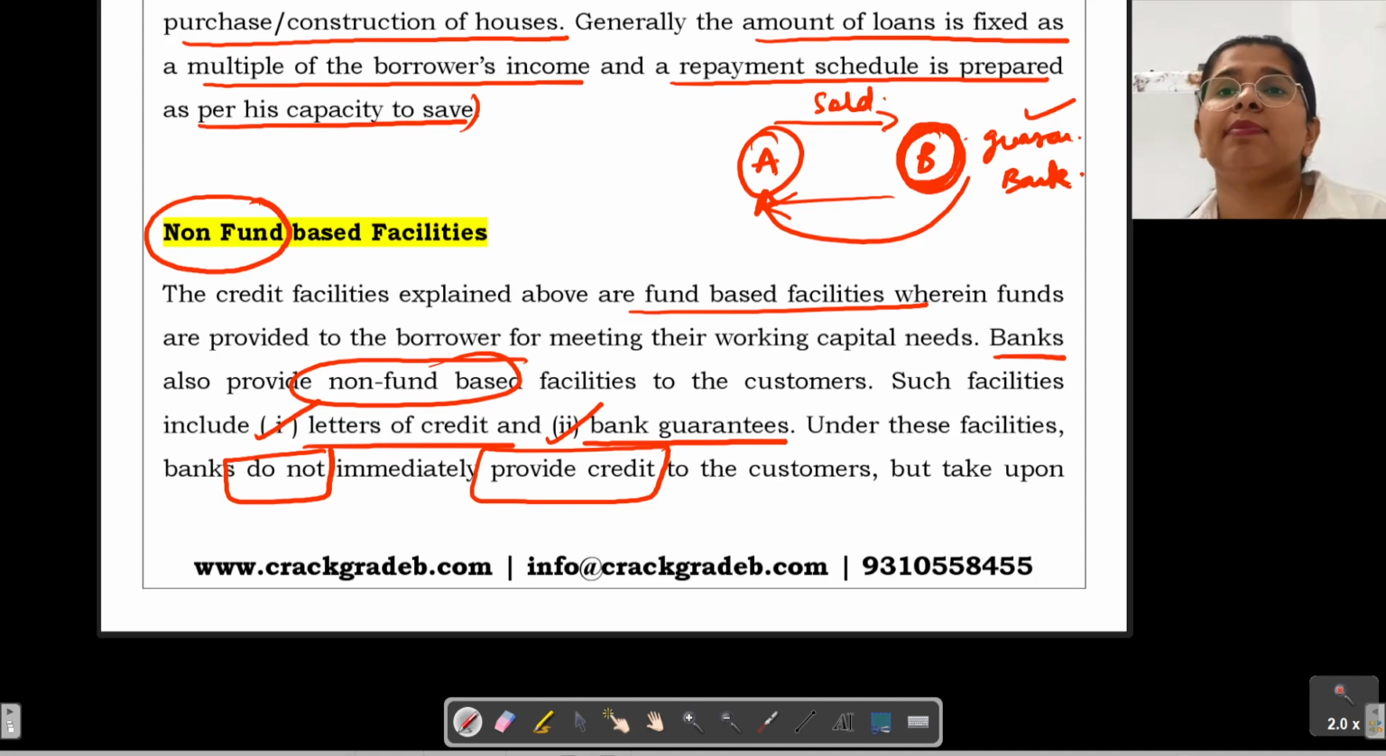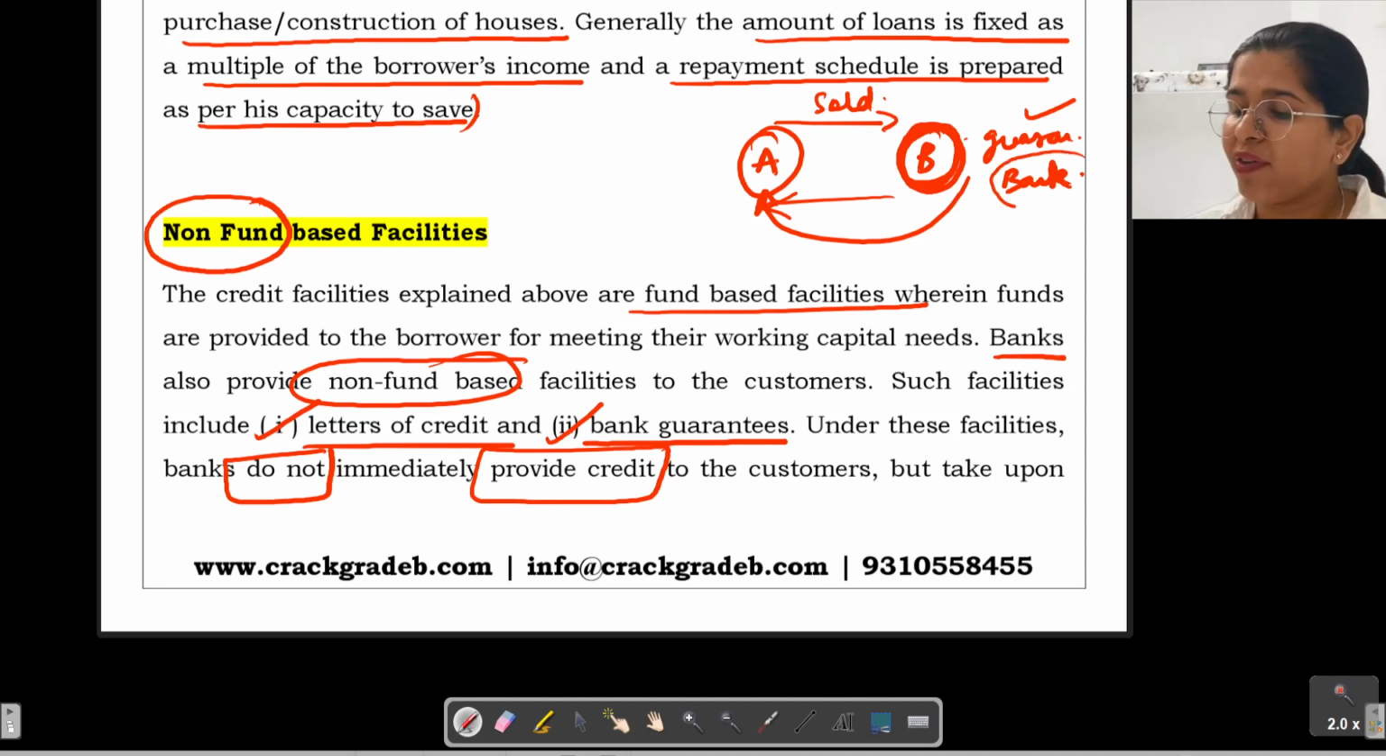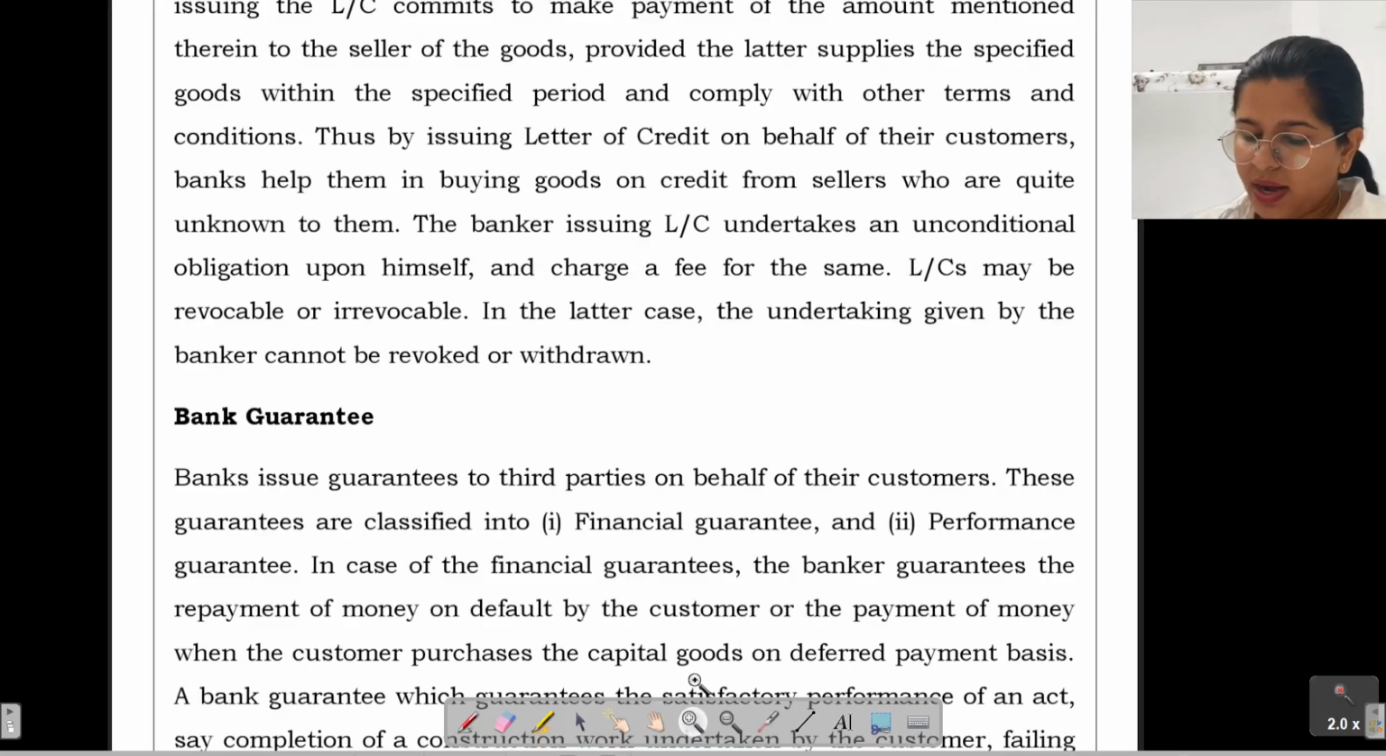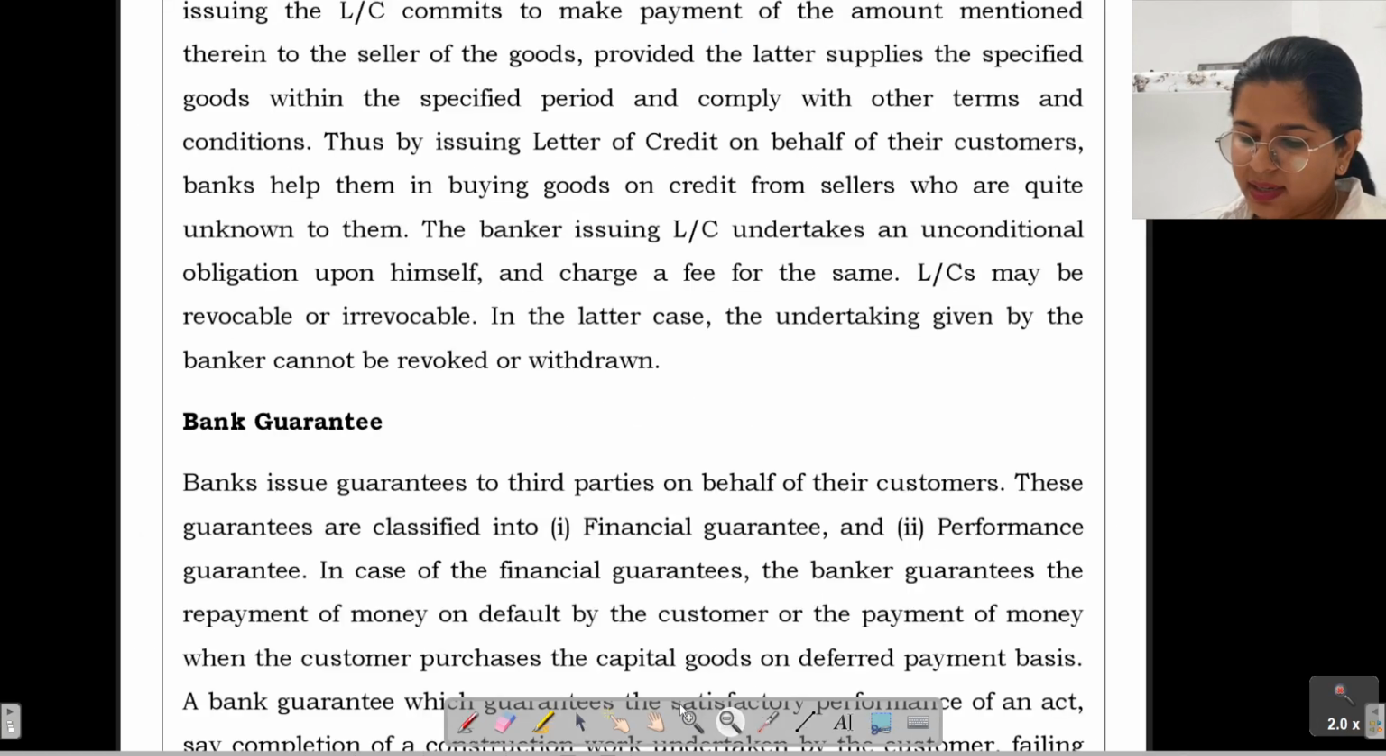If B is not able to pay up the money, then the bank would be called up to pay the amount. So bank has a secondary liability attached. ठीक है, secondary liability जो है वो attached है बैंक के साथ में. Now let us understand about this as well.